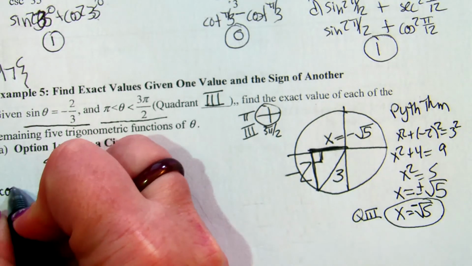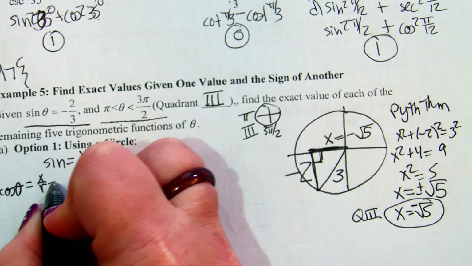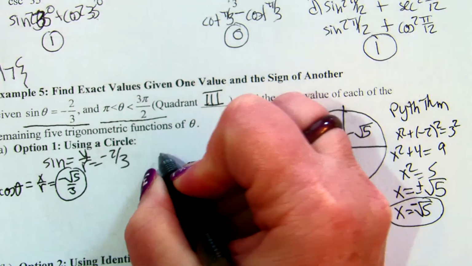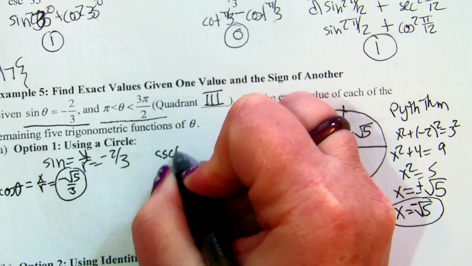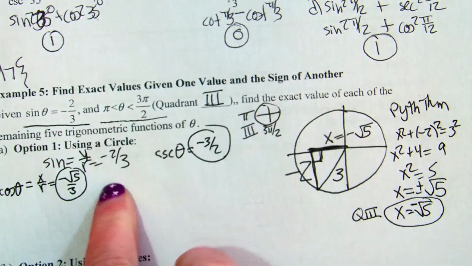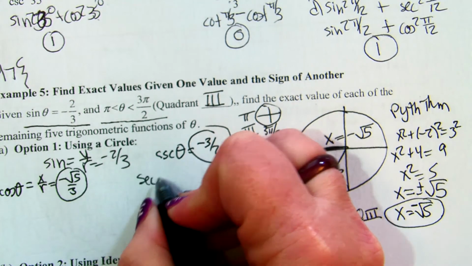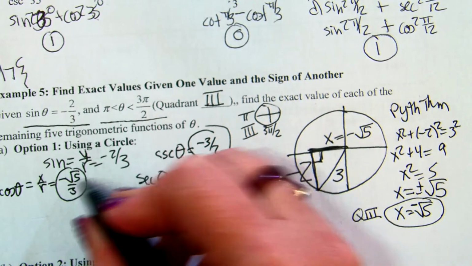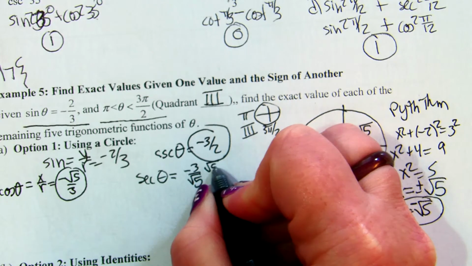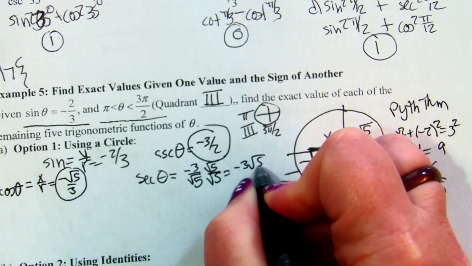So cosine of theta is x over r, so negative rad 5 over 3. Cosecant of theta is negative 3 over 2, because it's the reciprocal of the negative 2/3. Secant of theta is the reciprocal of this, so it's negative 3 over rad 5. And if you multiply by rad 5 over rad 5, you get negative 3 rad 5 over 5.